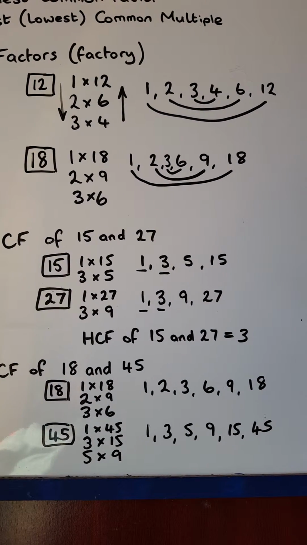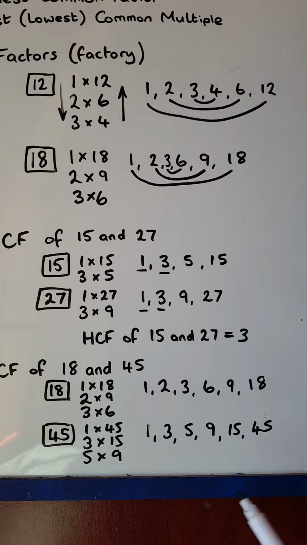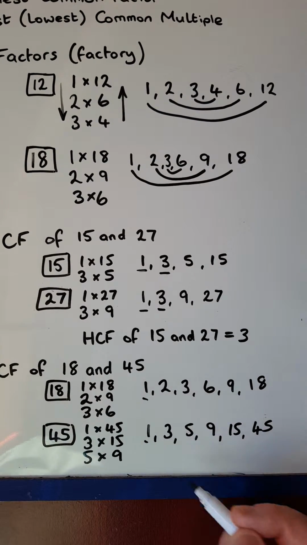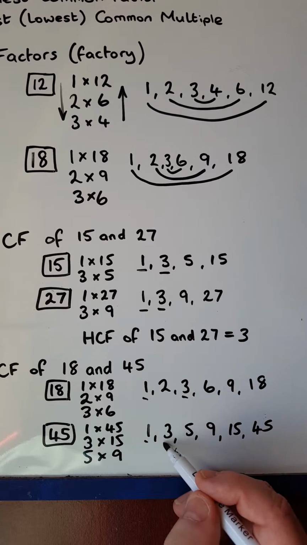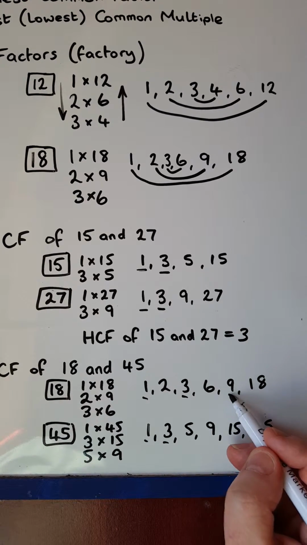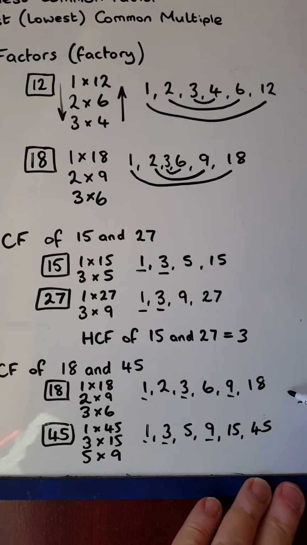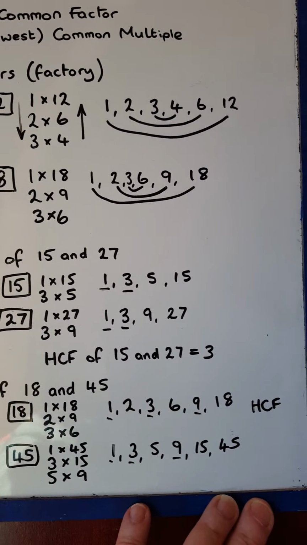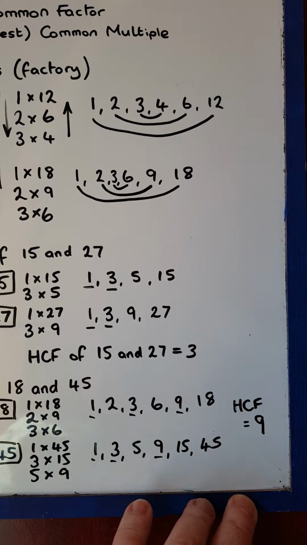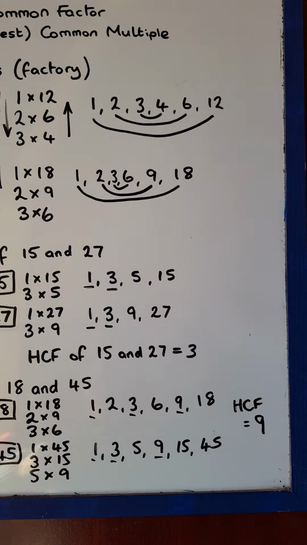So now we've got the list of factors of 18. We've got the list of factors of 45. Now we're looking for the common ones. And 1 is there both times. 3 is there both times. 9 is there both times. They are the only common factors. They're the only ones that show up on both lists. Of those, the highest common factor is 9. That's the biggest number that will divide into 18 and into 45.